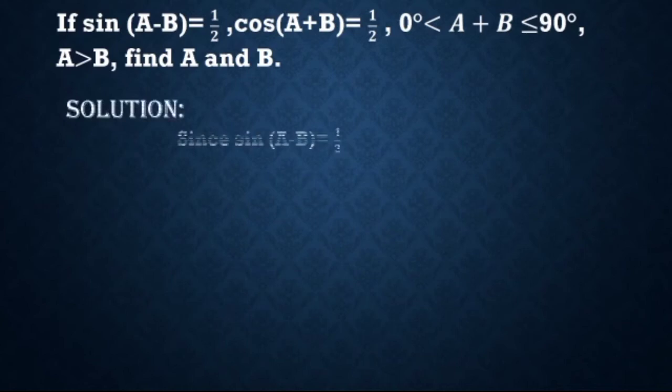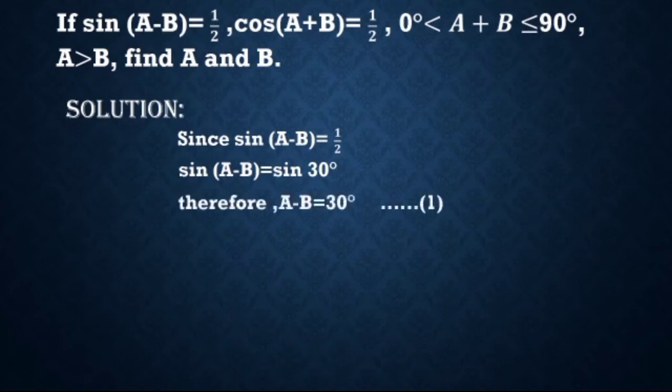Since sin(A − B) = 1/2, but in trigonometric sine ratios 1/2 is sin 30°, so sin(A − B) is equal to sin 30°. Therefore, A − B is equal to 30°. This is the first equation.